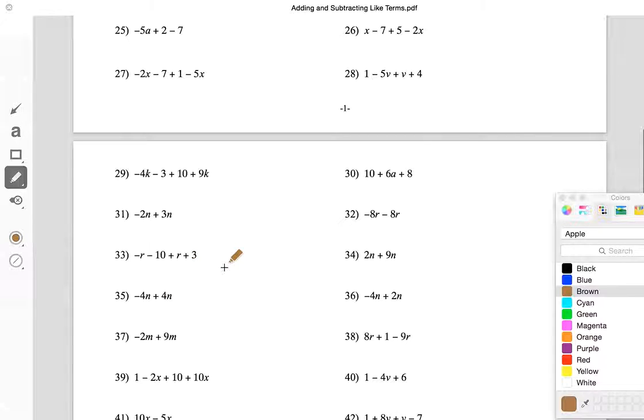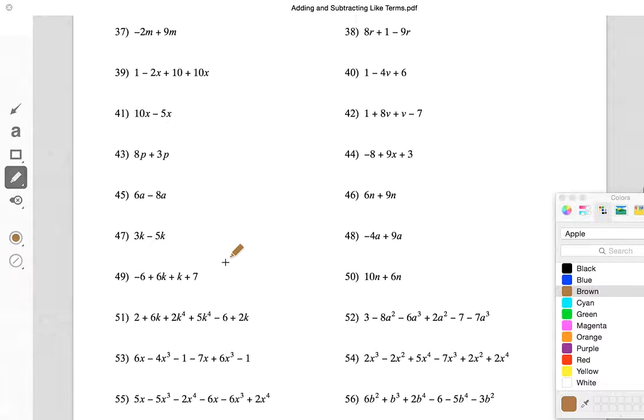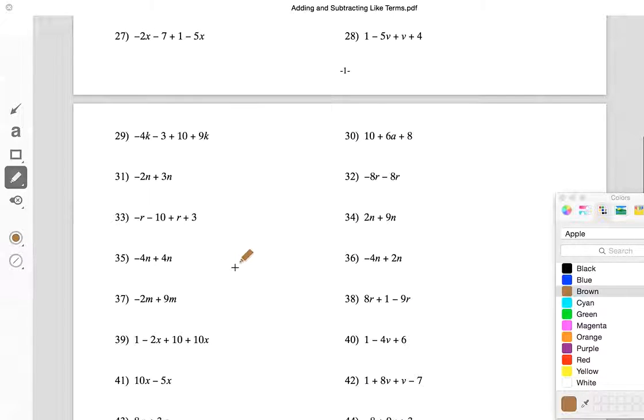Example 35 there. Some harder ones down there. Oh no, this one here. Example 33. So 33 here, we're doing minus r plus r. They will cancel. So the minus r plus r's, they're going to disappear entirely from our answer. So all we're left with doing is minus 10 plus 3, and that makes minus 7. Because by the time we've added our like terms here, the r's have cancelled, leaving us with just the minus 7 in there.